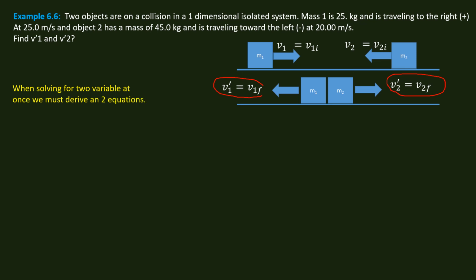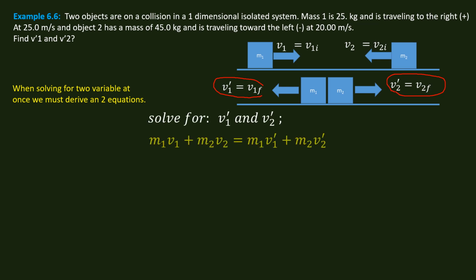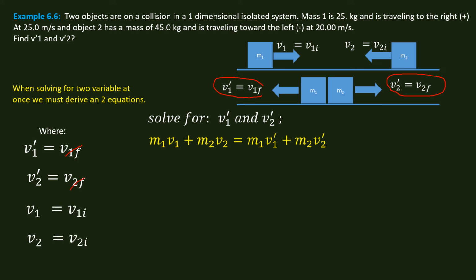So when solving for two variables, we must derive two equations. To solve for V1 prime and V2 prime in this equation, we're using the prime. We're not going to use the letter I's and the letter F's. So we have V prime 1, V prime 2, V1, V2. The primes are after, these are before.